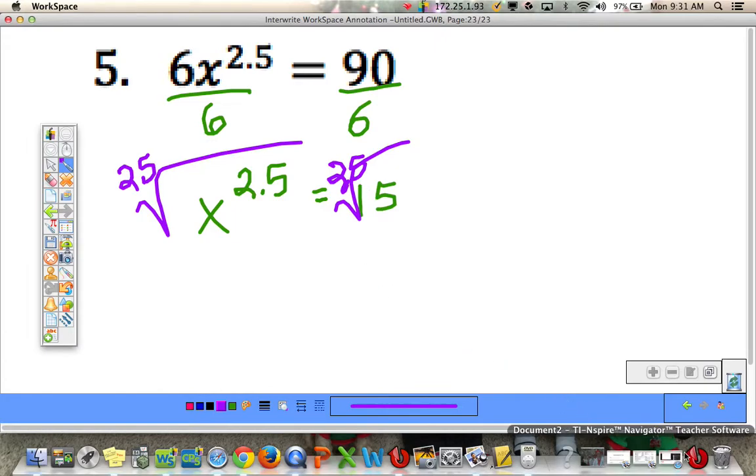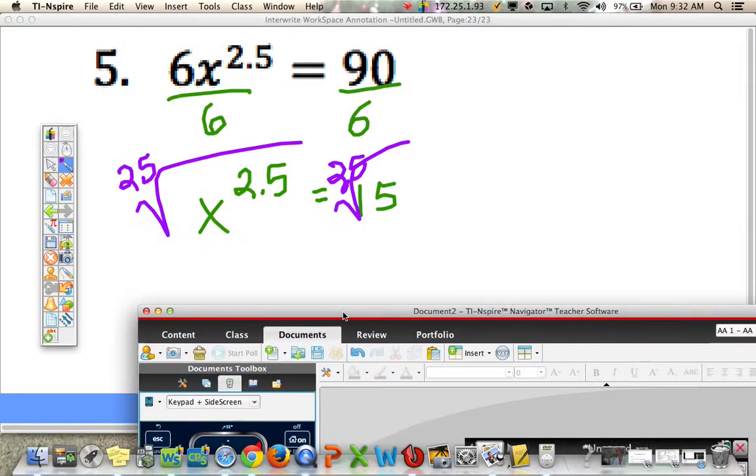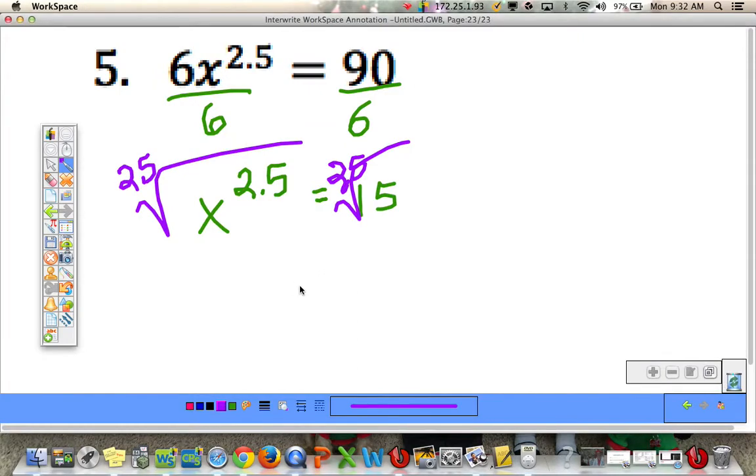Let's try it. Oh, I have my calculator here. I'll try it. All right, so we do our control, and then this time we put a 2.5 here of 15. And it's about a 2 point, is that right? No, I did 25. I'm sorry, I'll do it again. All right, 2.5, 15, and it's about 2.95.